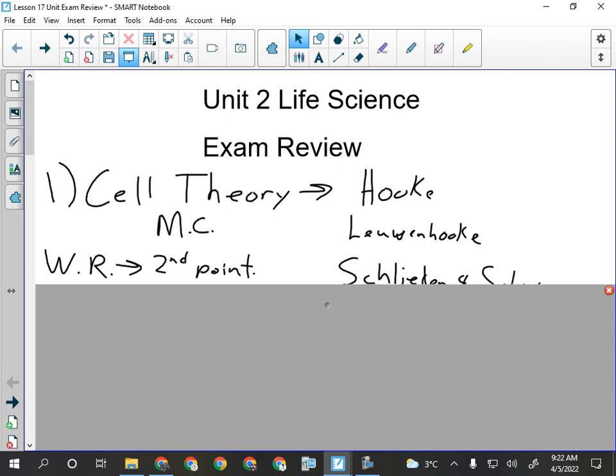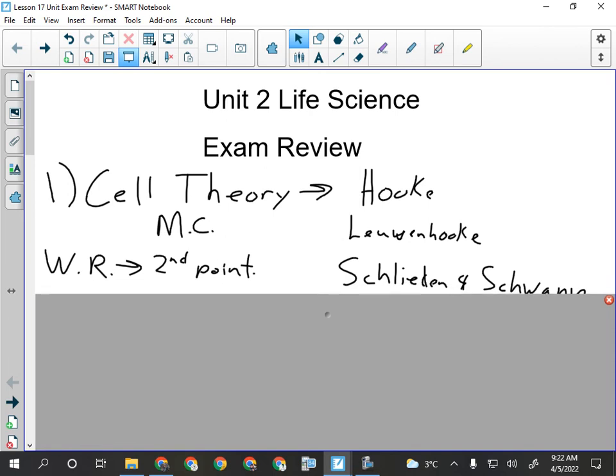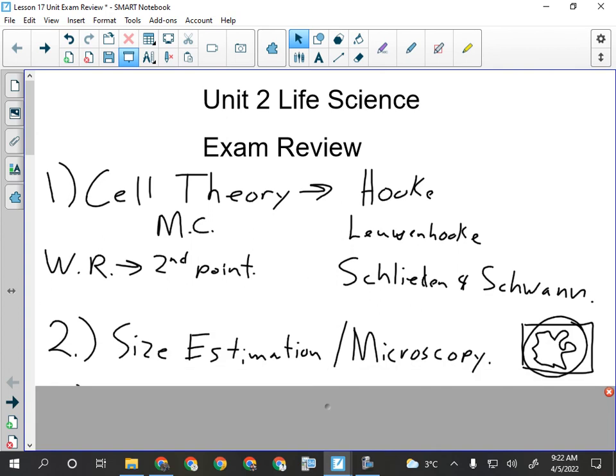Okay, and then we talked, written response, second point, as I said already. Then we talked about size estimation and microscopy. And there's going to be some multiple choice questions about that, about the handling techniques for the microscope, the order in which you do things with the microscope. That was actually one of your analysis questions on the microscopy lab.